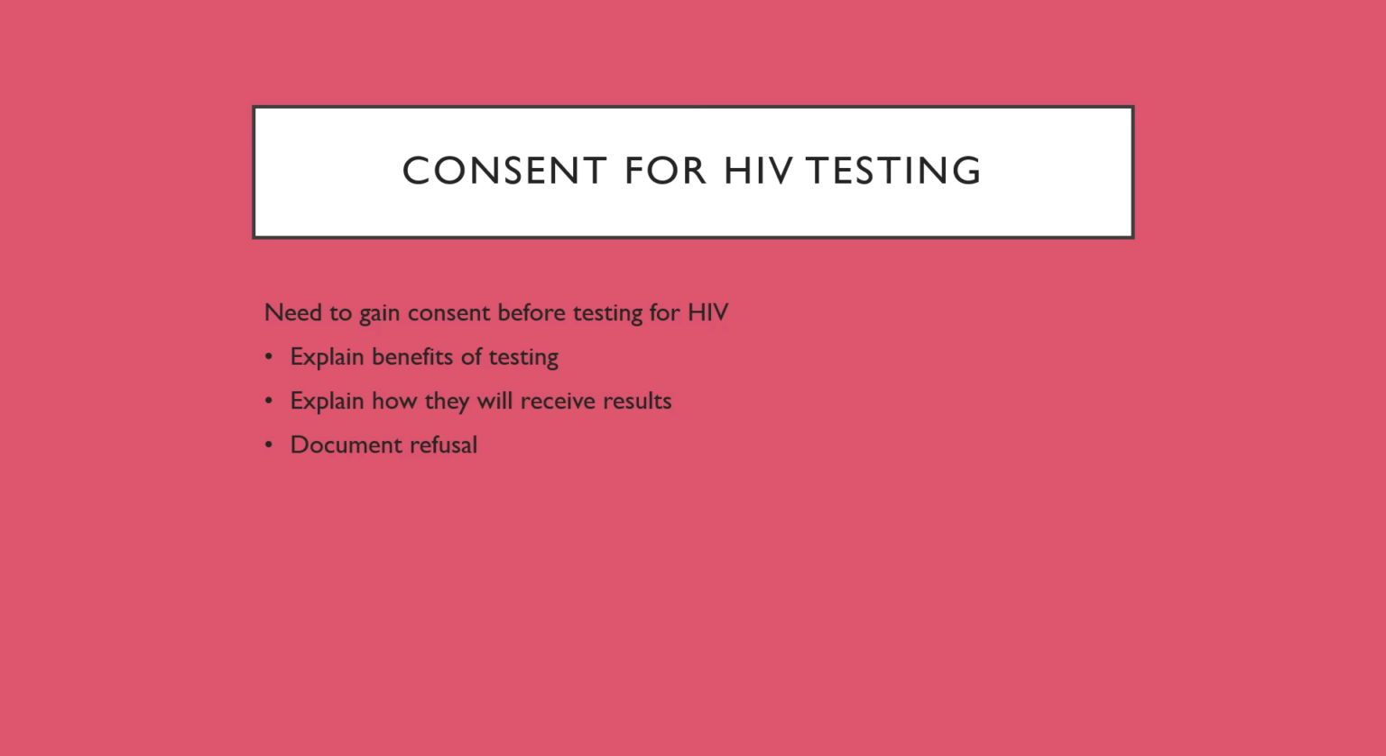And then just to go over consent for HIV testing, so you do need to gain consent from a patient before you test them for HIV. You should explain the benefits of testing. So if they get a diagnosis of HIV, that allows them to get early treatment, and there might be other benefits specific to that patient. And then you need to explain to them how they're going to get those results. So whether you're going to follow them up face-to-face or how they'll receive them. And if they refuse that, you should document that. And as long as they consent, that's absolutely fine, and you can go ahead and test them for HIV.